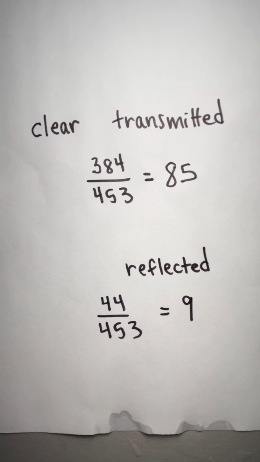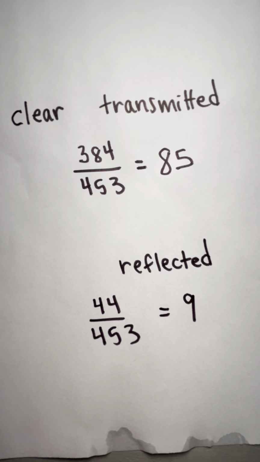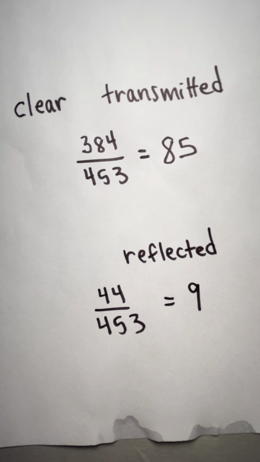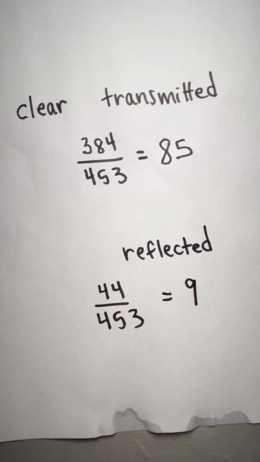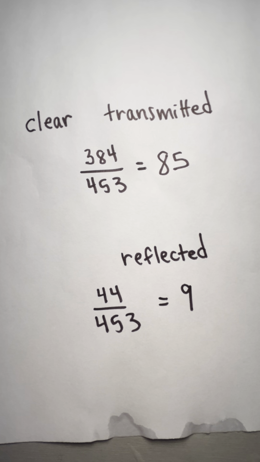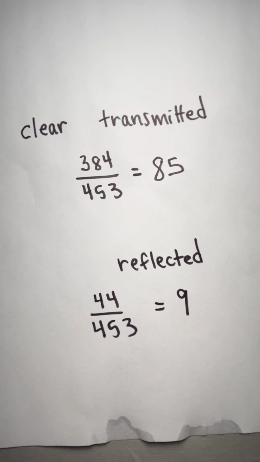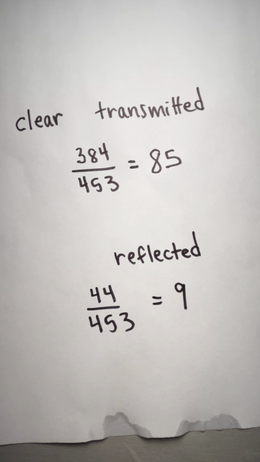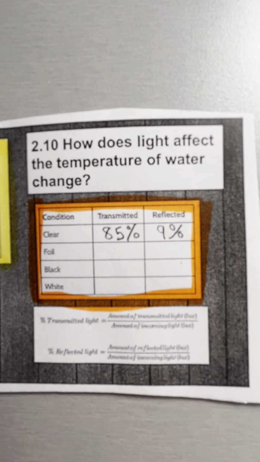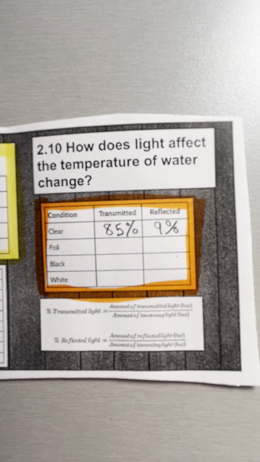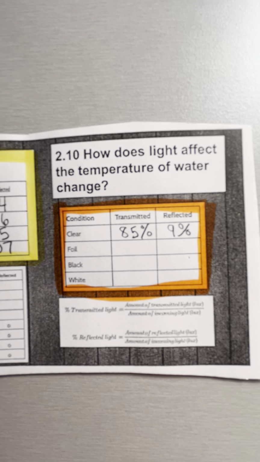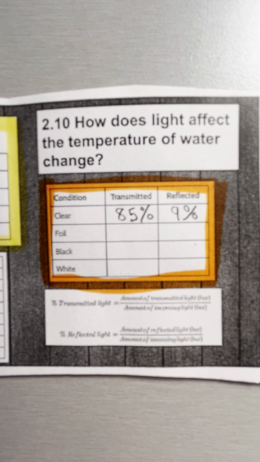When I did the math for the clear cup, for the transmitted light, I took the 384 that was transmitted divided by the incoming 453, and I got 0.85. I turned that into a percentage, which would be 85%. The reflected light was 44 divided by 453, which was that incoming light, and we get 0.09, or 9%. So then I put that information here. Clear transmitted is 85% and reflected is 9%. And again, I got those numbers from the first part where we did the lab.